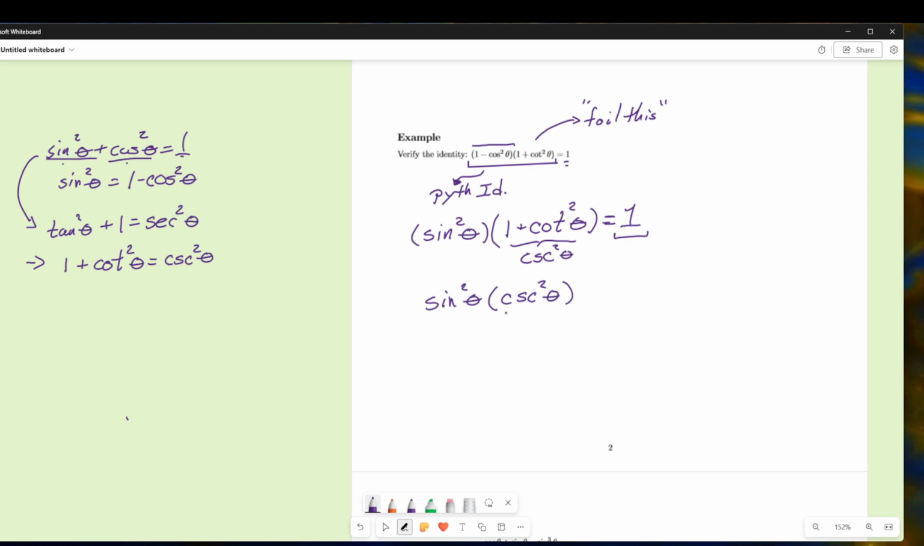Well, these are reciprocals of each other. Specifically, cosecant squared theta is 1 over sine squared theta. Also, sine squared theta is 1 over cosecant squared theta, so you could have done that as well. But either way, those sine squares are going to cancel, leaving us with just 1. And that's the one we were supposed to show.